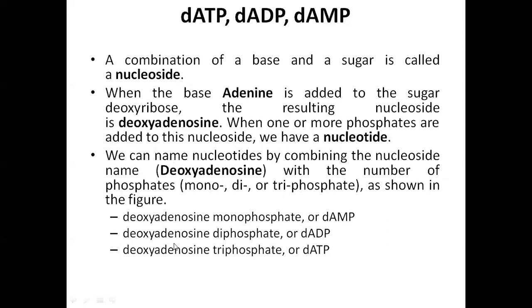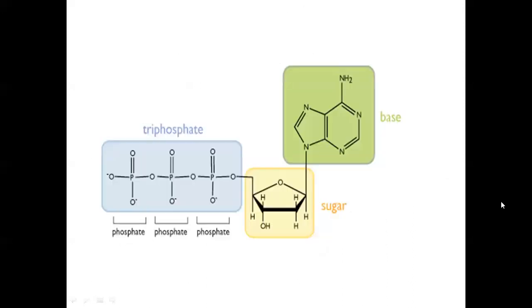Deoxyadenosine monophosphate, deoxyadenosine diphosphate if it has two phosphates, deoxyadenosine triphosphate if it has three phosphate groups. So this is the basic structure of dATP. Definitely you will know the structure here. Just see the sugar first. This does not have any oxidation at the second carbon, so the sugar should be deoxyribose. And here it is linked to the base.